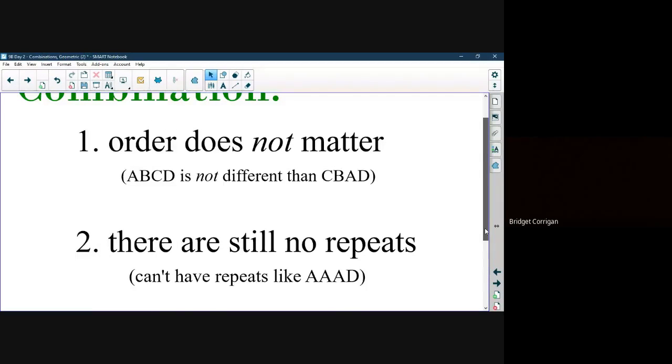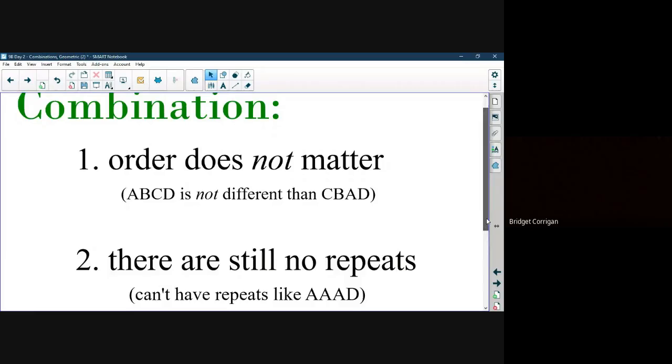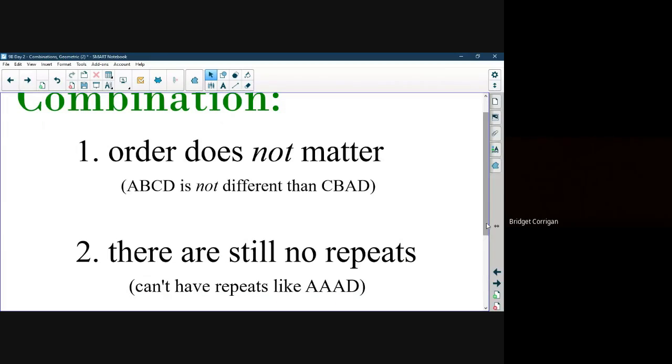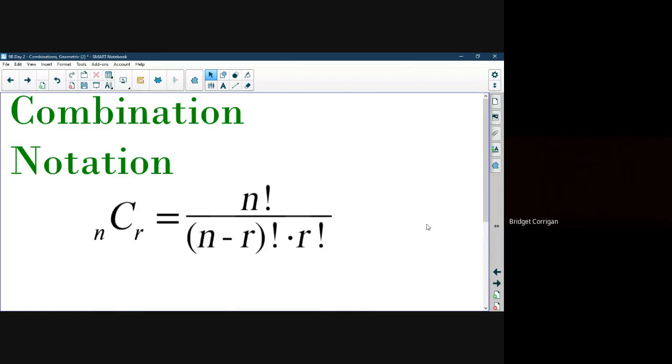Okay, so the biggest difference is that in a combination, order does not matter, whereas in a permutation, order does matter. And then here's the formula for a combination. Yesterday we learned the permutation notation. Today the combination notation looks really similar to permutation, but it also has that r factorial divided off in the denominator. So take a minute and write this down.